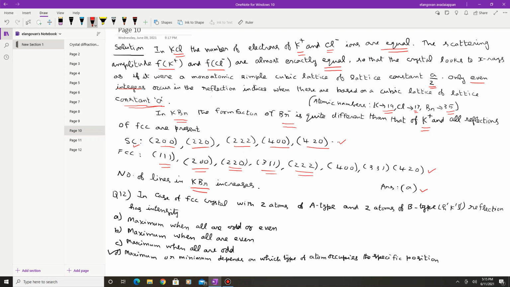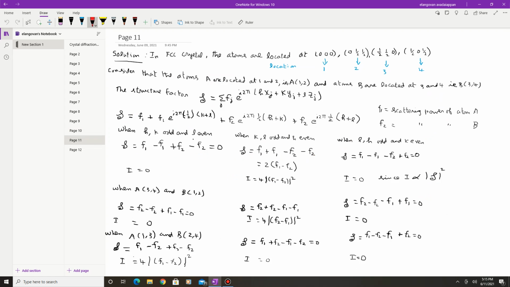The next question is, in case of an FCC crystal with 2 atoms of A type and 2 atoms of B type, the h'k'l' reflection has intensity. There are 4 options: option A, maximum when all are odd or even; option B, maximum when all are even; option C, maximum when all are odd; option D, maximum or minimum, depending on which atom occupies which specific position.